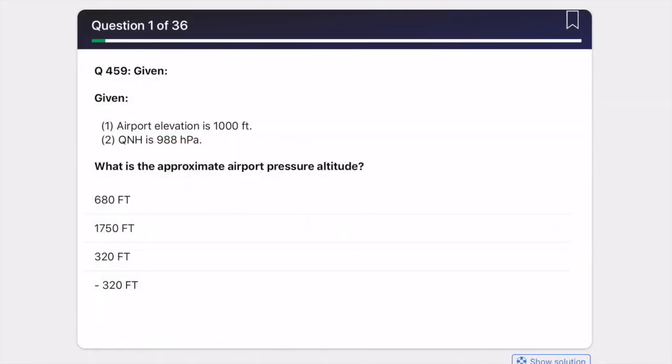So the first question is related to airport pressure altitude, and there are 2 values given. First of all, the airport elevation is 1000 feet and the QNH is 988 hectopascal. There are 4 results, and of course only one of them is correct.